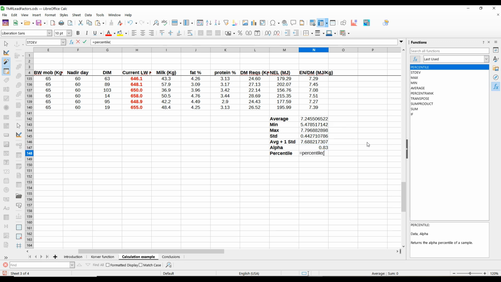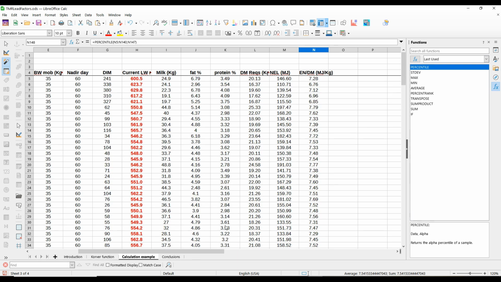Let's calculate the percentile for this alpha. And that's the energy content of the TMR for the 83rd percentile. 5.54 megajoules of net energy of lactation per kilogram of dry matter. We can do, of course, the same thing.